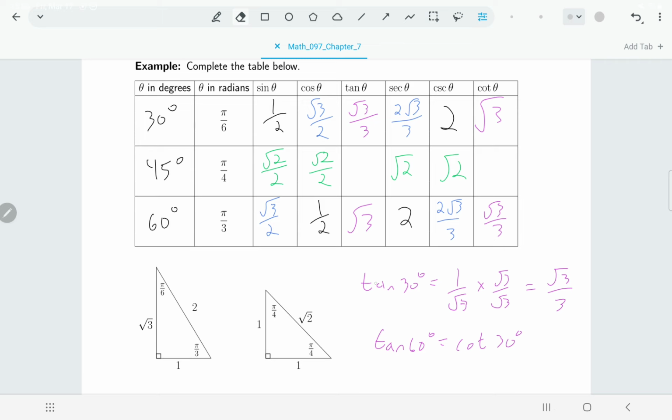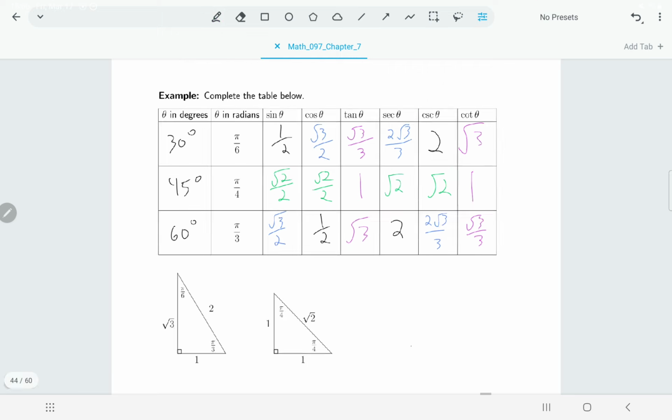So there's only one last thing to fill in, which is tangent of 45, and then from that we'll figure out cotangent of 45. And for this one, we just have to use, again, our special triangles and say tangent of 45 should be opposite over adjacent, or 1 divided by 1, which is just 1. And of course, cotangent is the reciprocal of tangent. Since tangent is 1, cotangent is the reciprocal of 1, which is also 1.